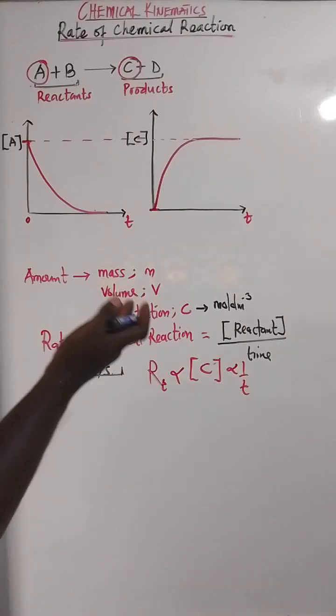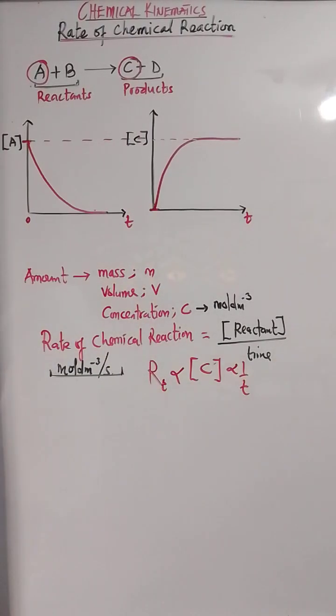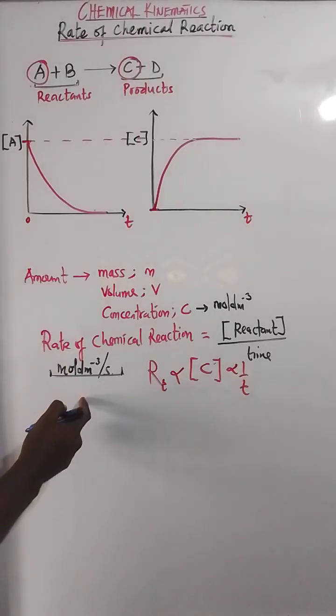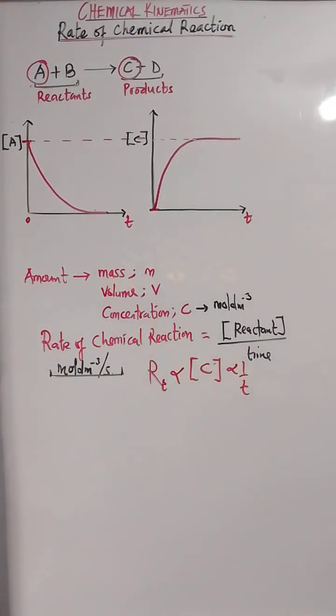Like I said, it can also be volume or mass. If it's mass, the unit will be grams per second. If it's volume, that will be cm cube per second. If it's concentration, mole per dm cube per second.